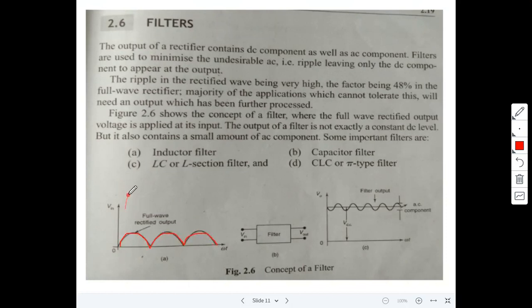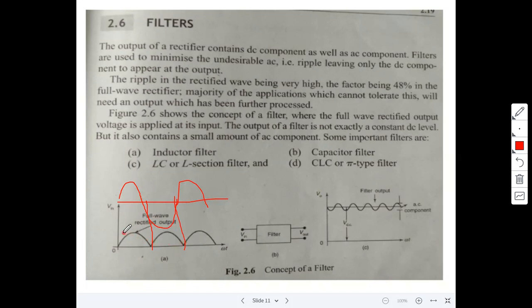So what is the input here? This is the input, right? For positive, this is positive. For negative also, we are getting positive. Like that, it will repeat. Okay, this is the input signal. For this input signal, this is the full wave rectifier output.